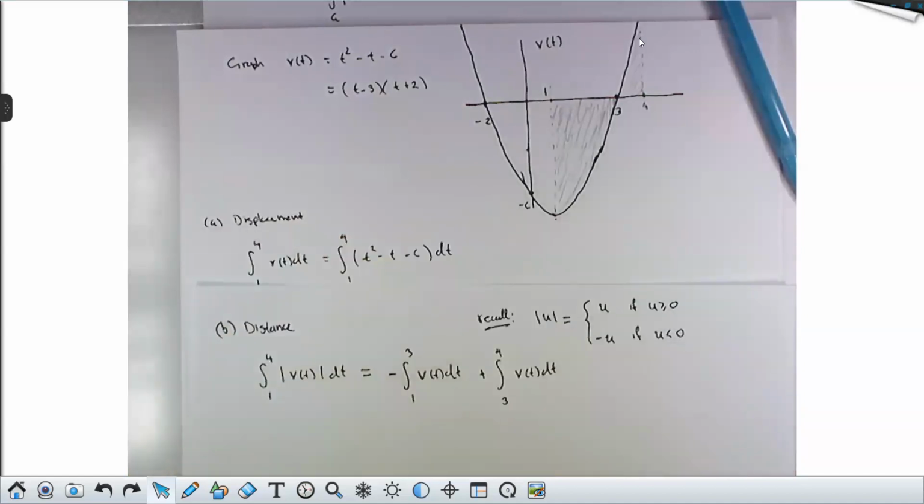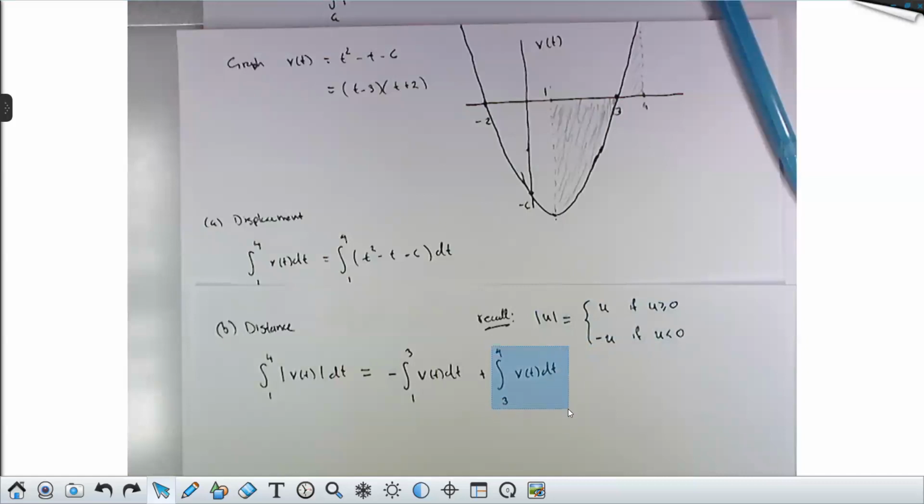And that really is us using the definition of absolute value also. Think about it. The function inside the absolute value here is negative between 1 and 3. So the absolute value of that function is the negative of that function, because if something is negative, you slap on another negative to make it positive. That's how absolute value works. And from 3 to 4, v of t is positive, so I don't need to do anything. I can just leave it alone.